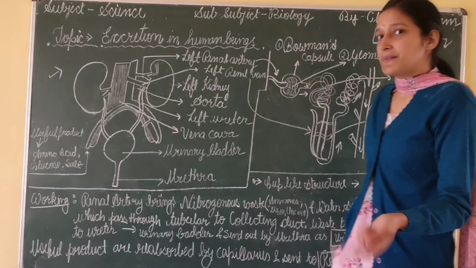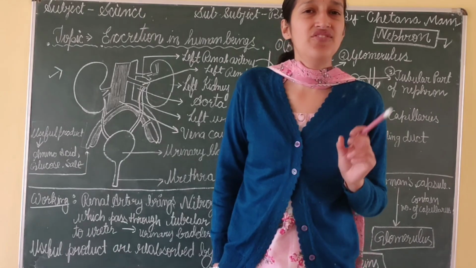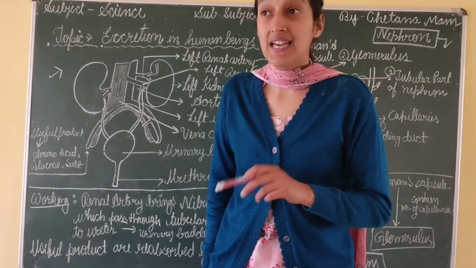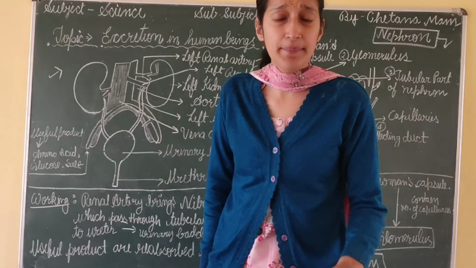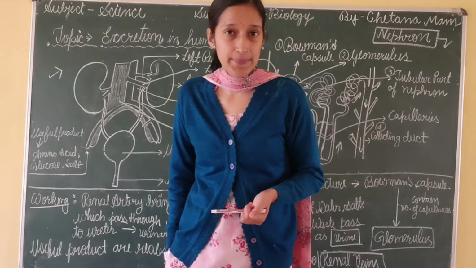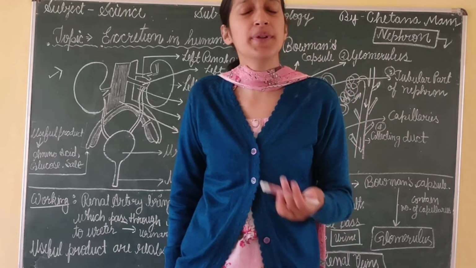Okay, now coming to the working of nephron. ठीक है, nephron acts as a filtration of blood. Here in the excretory system the blood is filtered. It means you urinate daily. So how do you urinate? How is urine formed in your body?